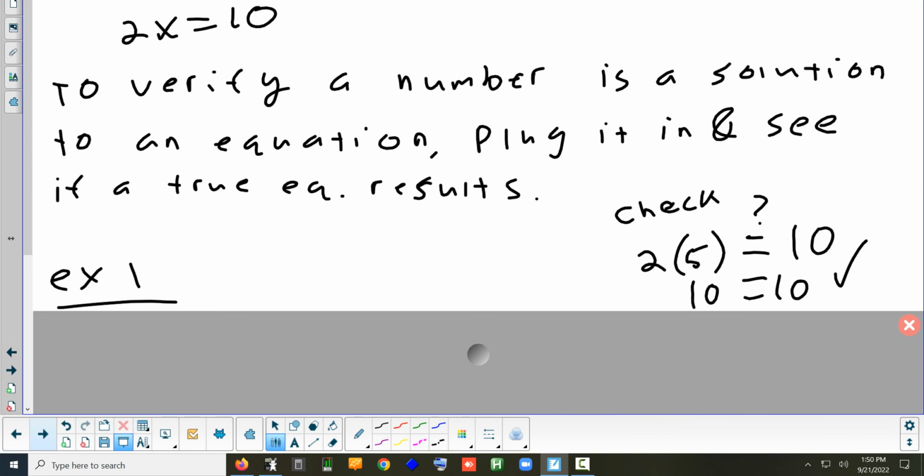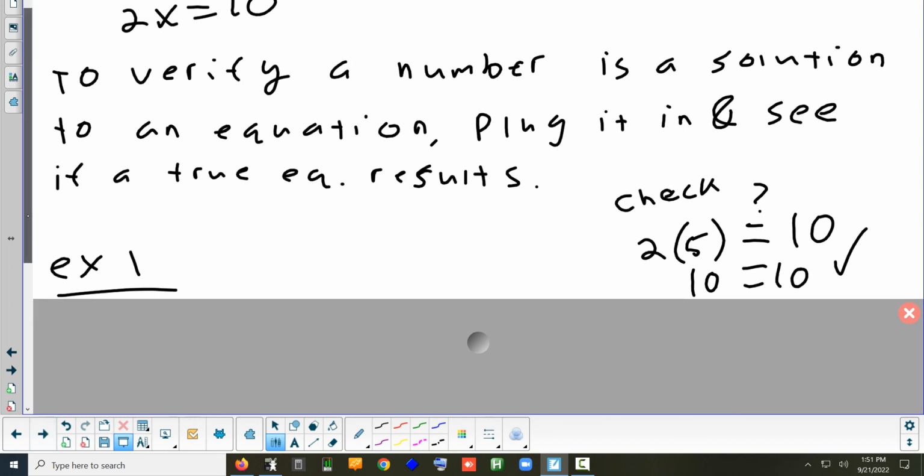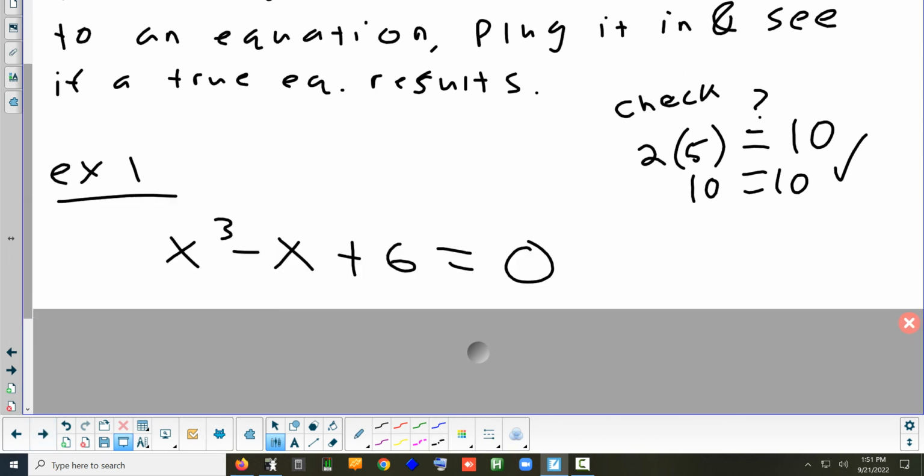Now, if you plug it back in and you get something like 10 equals 6, well, then that means what you plugged back in is wrong. When you check it, you're supposed to end up with the same number on both sides. What number you end up with depends on the problem, but it should be the same. All right, so let's look at this one.